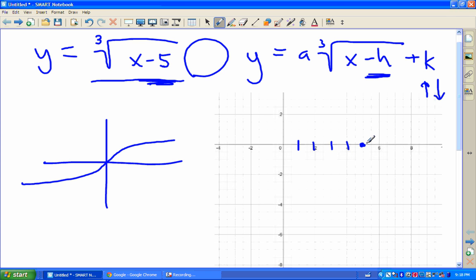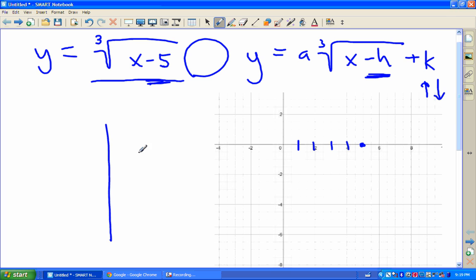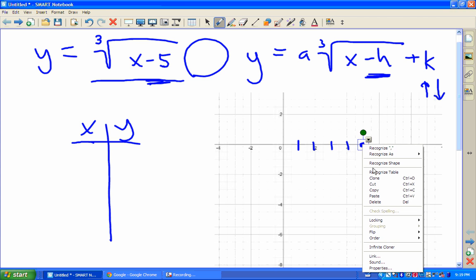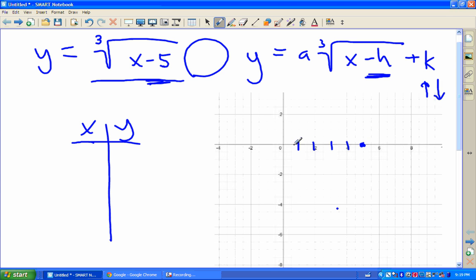All right, now the next thing I want to point out is that we can find some other values just like we would if this was y equals cube root of x, but let's pick some smart values here. If I know that it's going to go right through this point here, why don't I pick points on either side of that? So if it goes through 5, 0, how do I get a point on either side of that 5? Well, let's try 4. See why I'm trying that? I want to try a point on this side and a point on this side. I'm going to try 4 and 6.